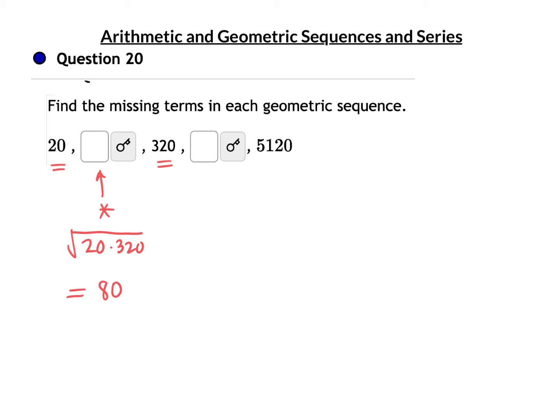And just like we did with this one, we could have found that one by taking the square root of the product of the two numbers next to it. The square root of 320 times 5,120, and that ends up being 1,280. The answers then were 80 and 1,280.